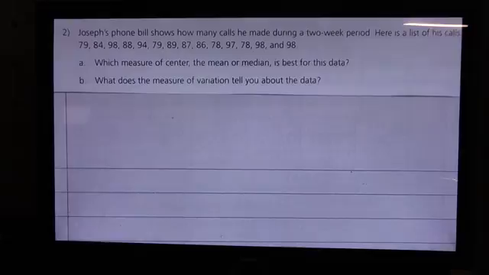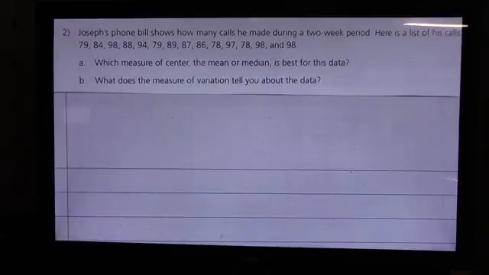One of the things that I want to point out: if you have a really big outlier in that set of data that's really going to skew your data, you'll want to go with median. If your values are pretty much consistent, close together, not a big wide variation, then you'll want to go with mean.